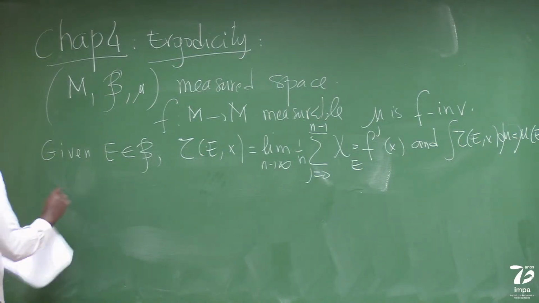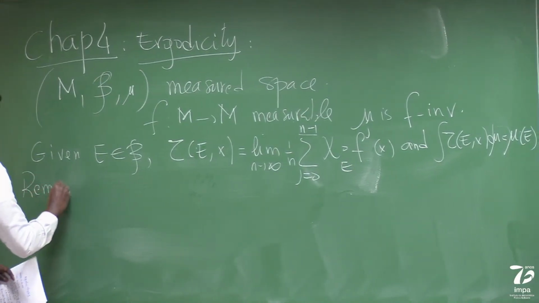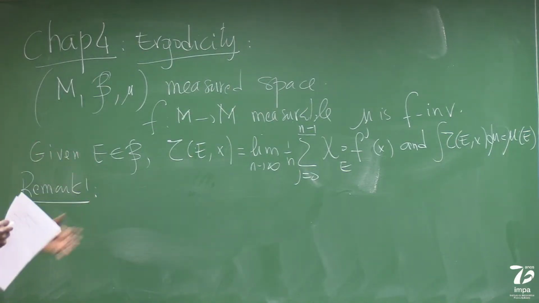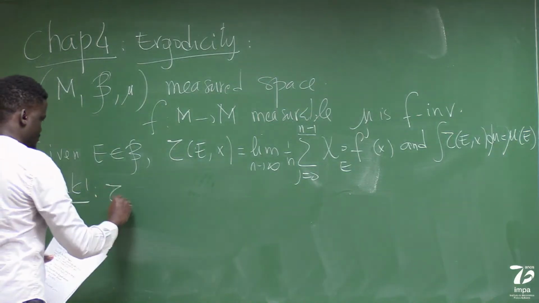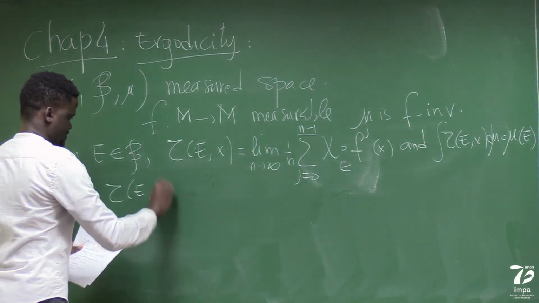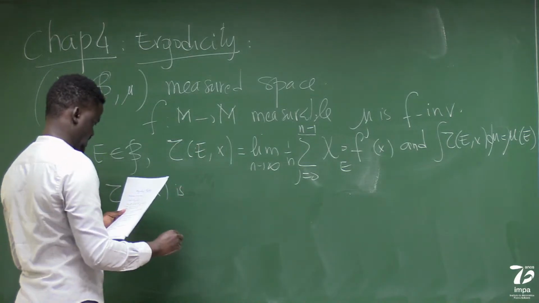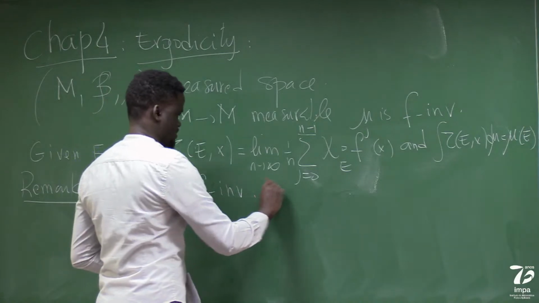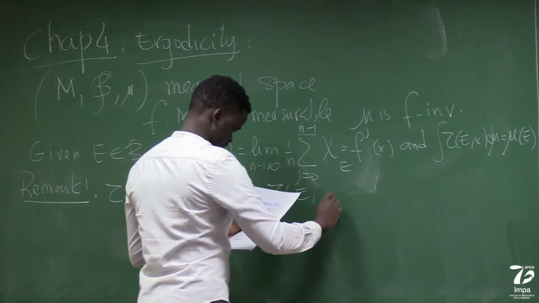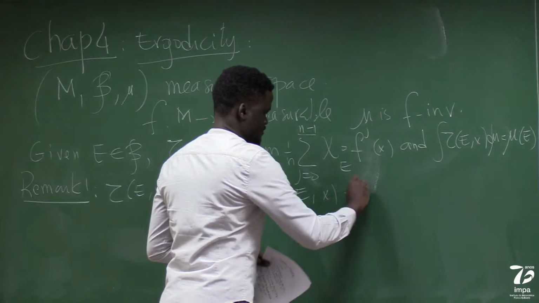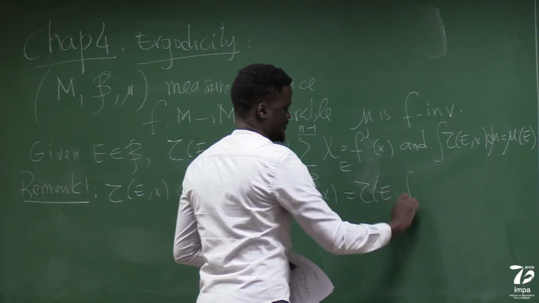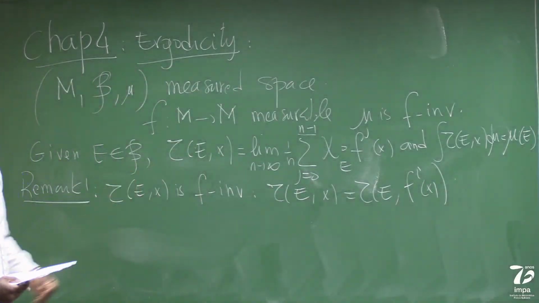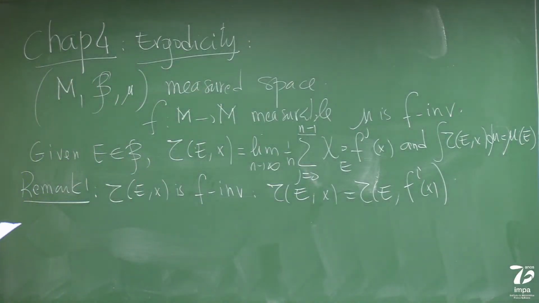And there's another remark here that tells you that this function is invariant along the orbit. So tau E of x is f invariant, meaning tau E of x equals tau E of f(x). Okay? Again, it is a fixed point of the Koopman operator, if you want to look at it in that way.